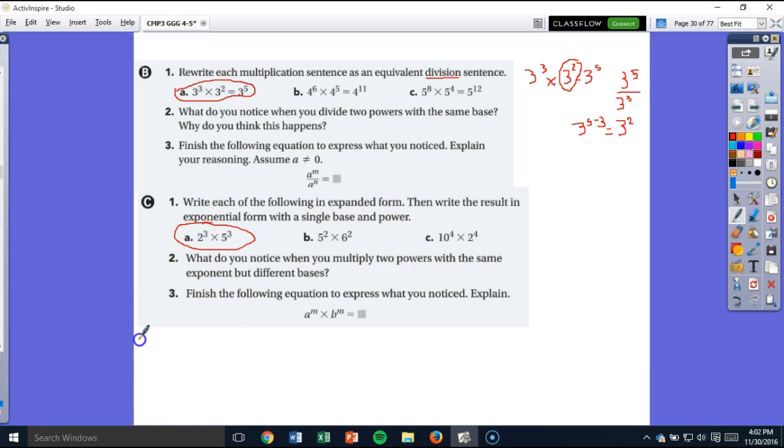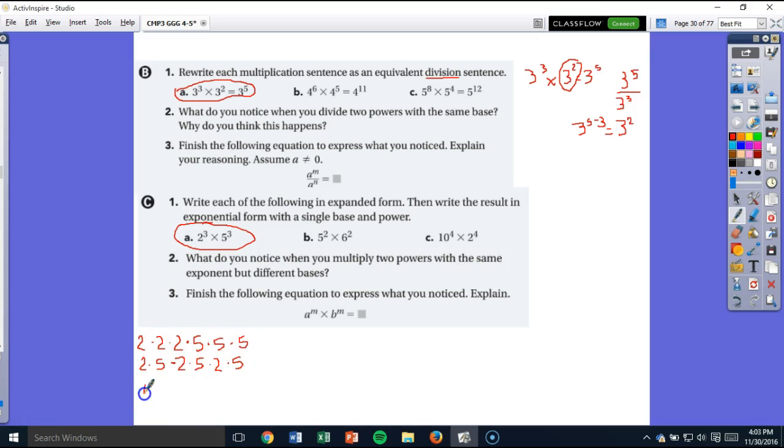So expanded form, we have 2 times 2 times 2, because we have 2 to the third. And then times, again, we talked about the x for times, or the dot, 5 times 5 times 5. Well, in multiplication, we can reorder these however we want. So what if we did 2 times 5 times 2 times 5 times 2 times 5? I just reordered these. There's 3 2's and 3 5's still.